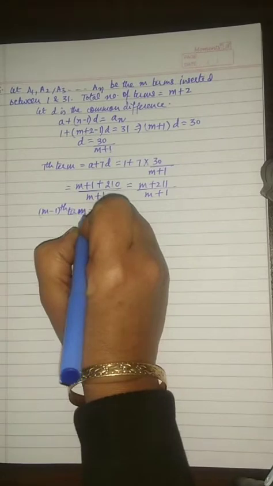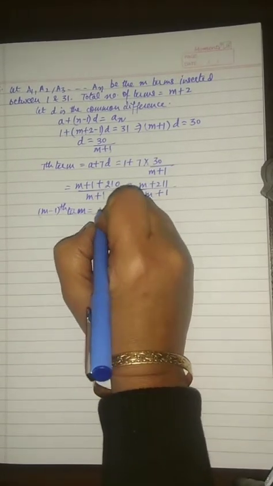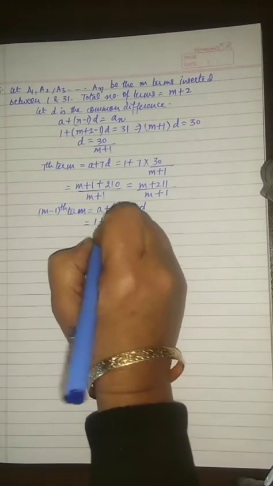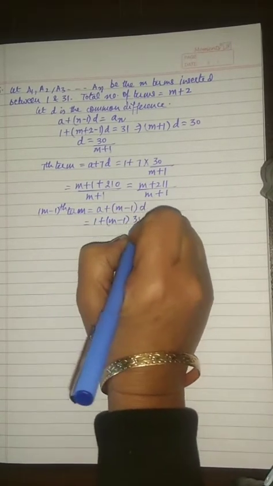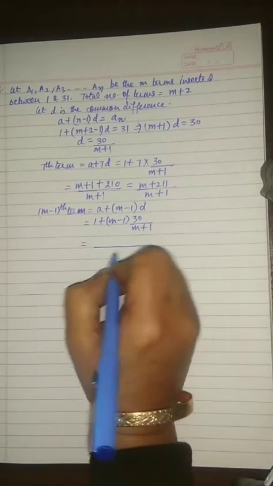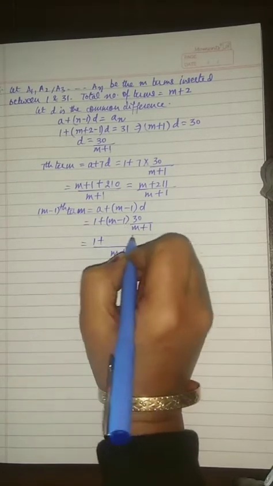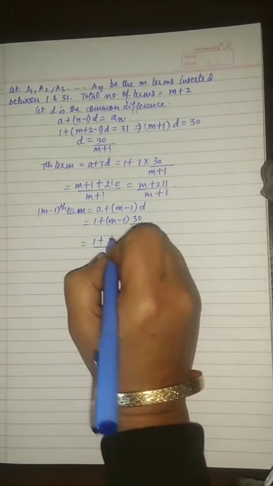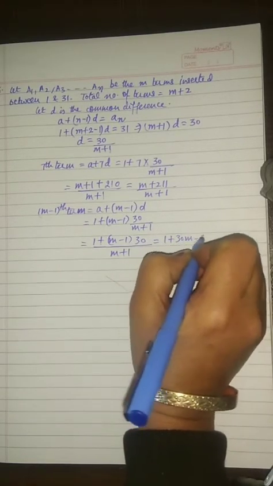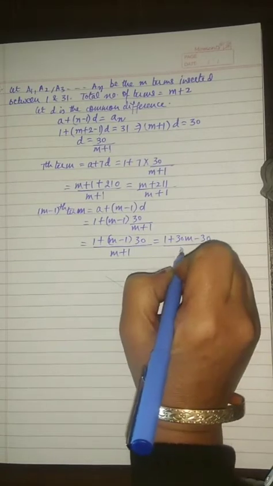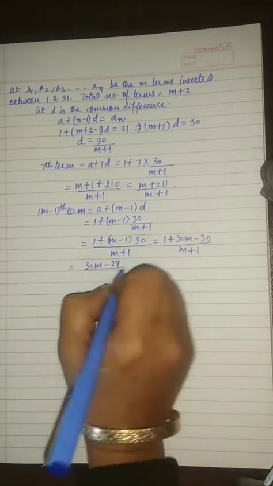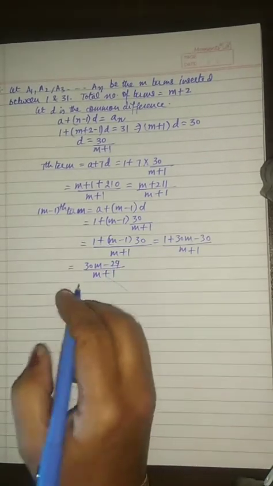So the (m minus 1)th term is equal to a plus (m minus 1)d. So here a is 1, and d is 30 upon m plus 1. So taking the LCM, we will have (1 times (m plus 1) plus (m minus 1) times 30) upon m plus 1, which is equal to (1 plus 30m minus 30) upon m plus 1. It will become (30m minus 29) upon m plus 1. Now we got both the terms.